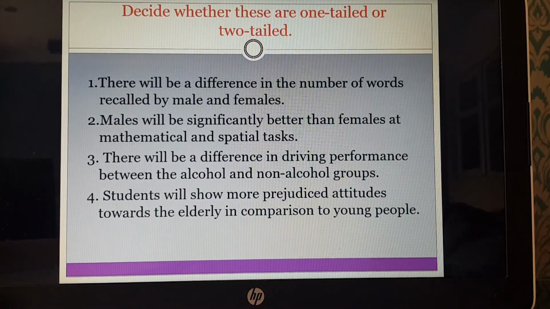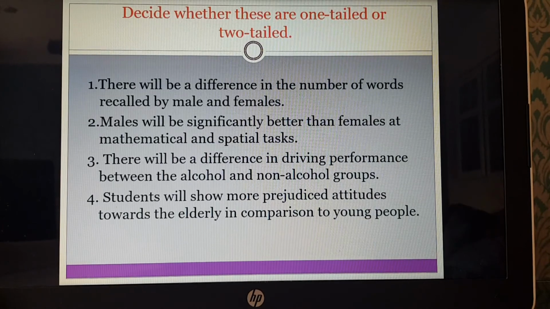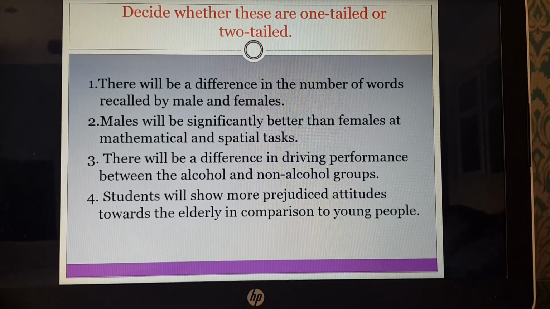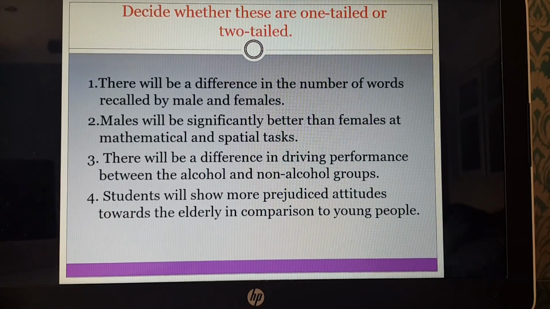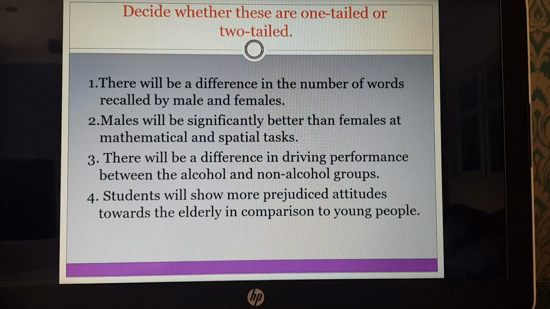And number 4: students will show a more prejudiced attitude towards the elderly in comparison to young people. Again, this one is one-tailed because we've been very specific, saying the students are going to be more prejudiced. Okay.